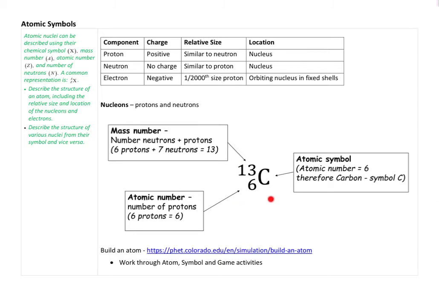This is the typical symbol we use for an atom. We have a letter which shows us what atom it is. So C is carbon. If we start from the start, H is hydrogen, He is helium, B is boron, Be is beryllium, and so on.